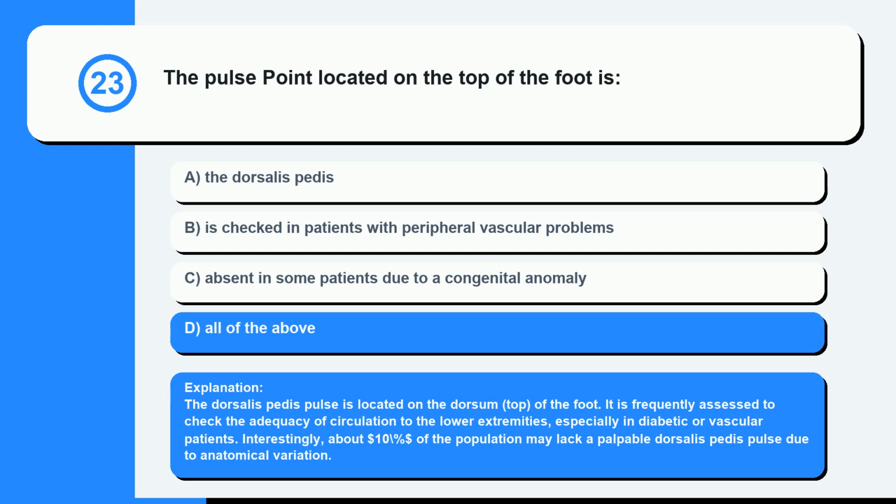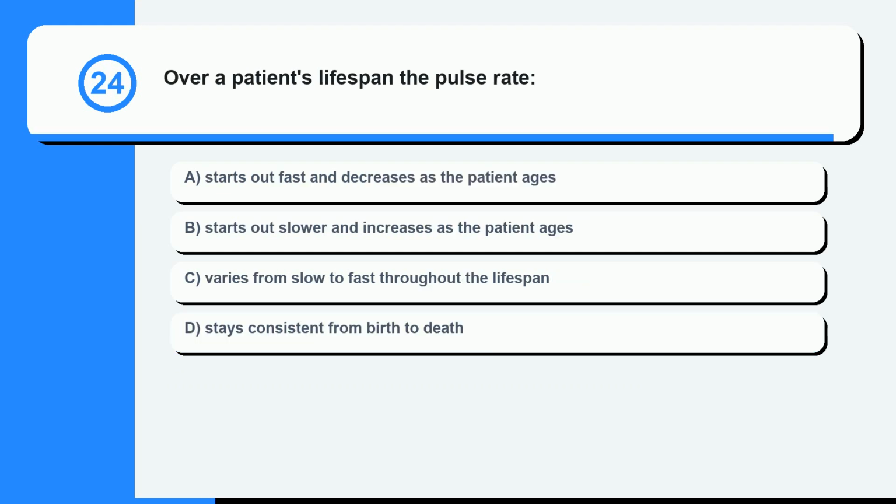Question 23. The pulse point located on the top of the foot is A. The dorsalis pedis. B. Is checked in patients with peripheral vascular problems. C. Absent in some patients due to a congenital anomaly. Or D. All of the above. The correct answer is D.